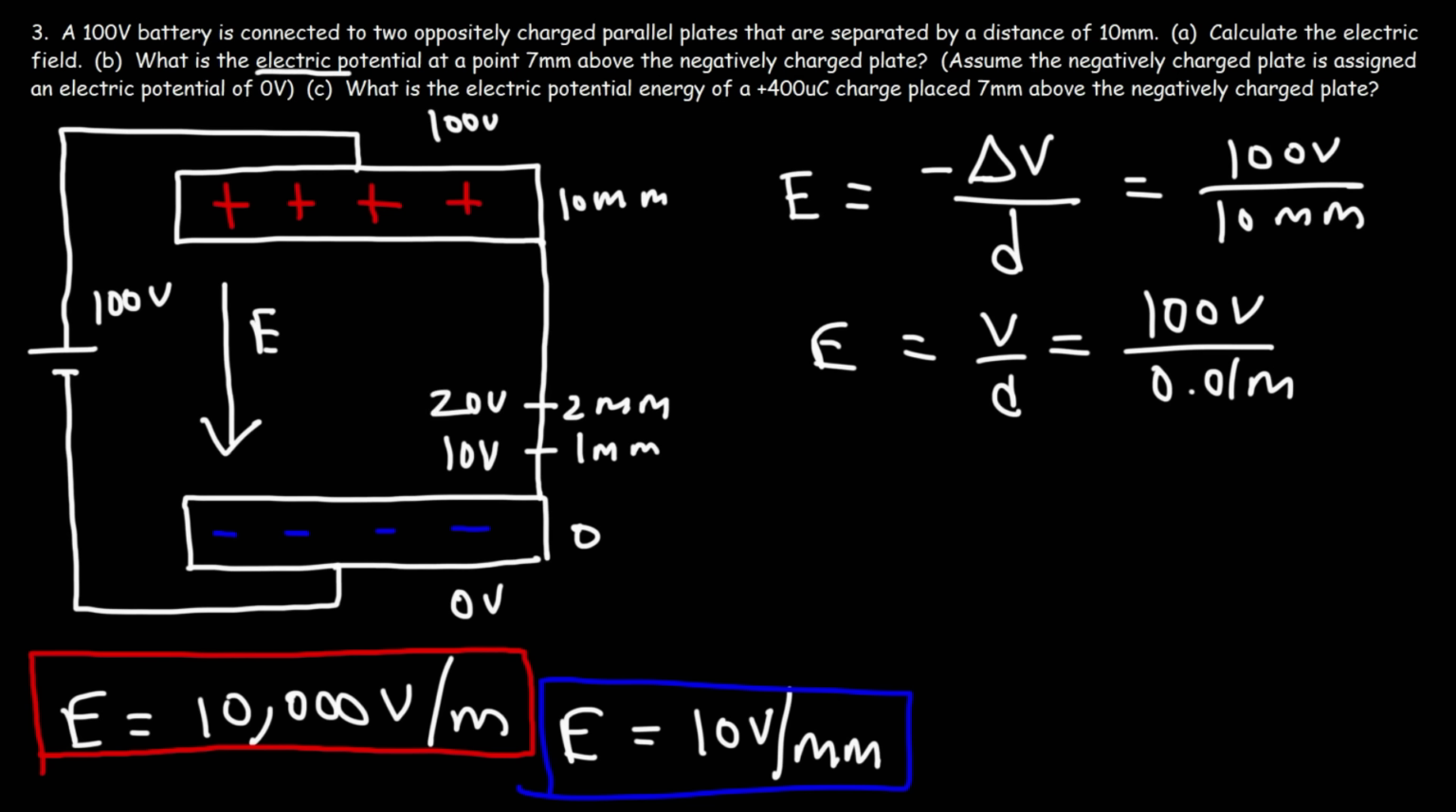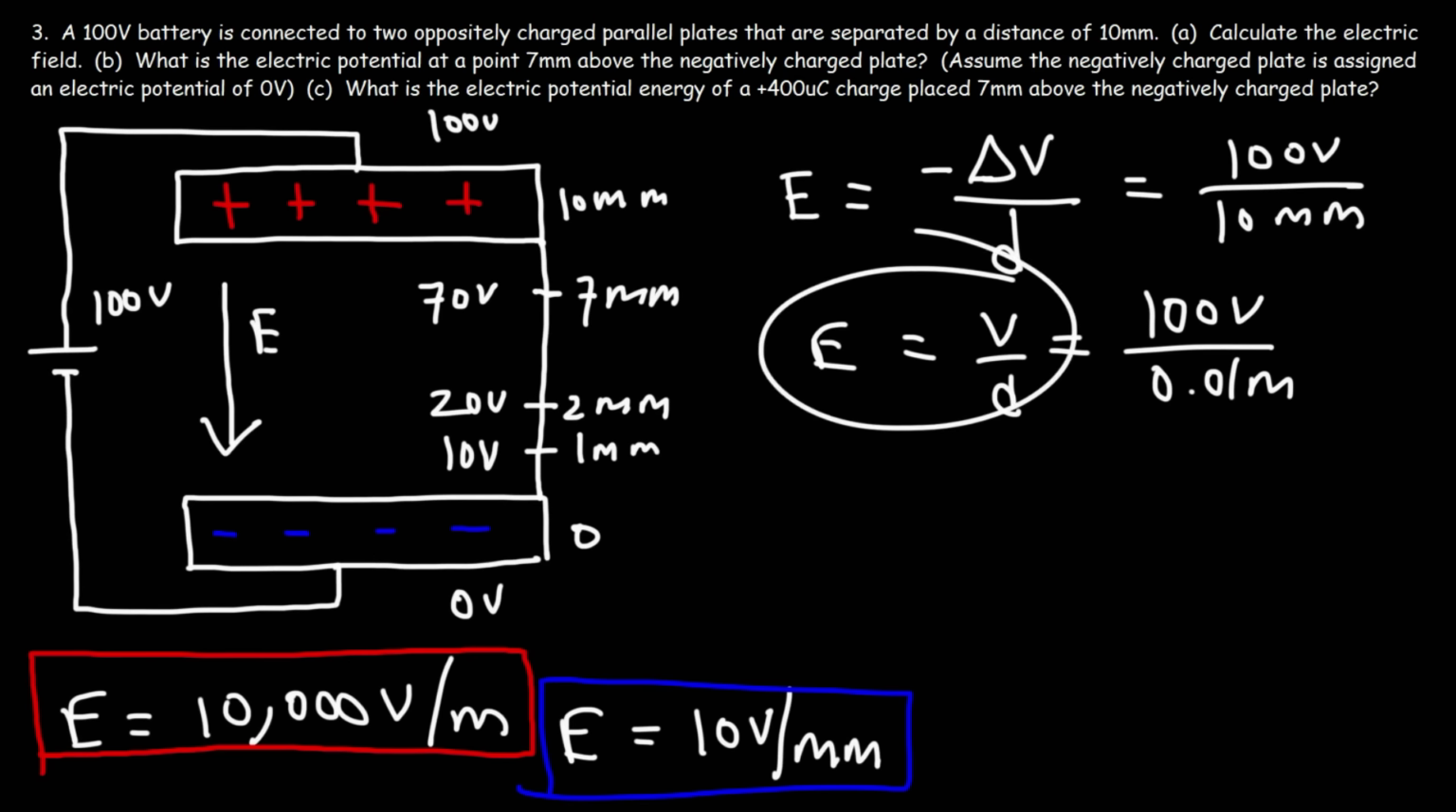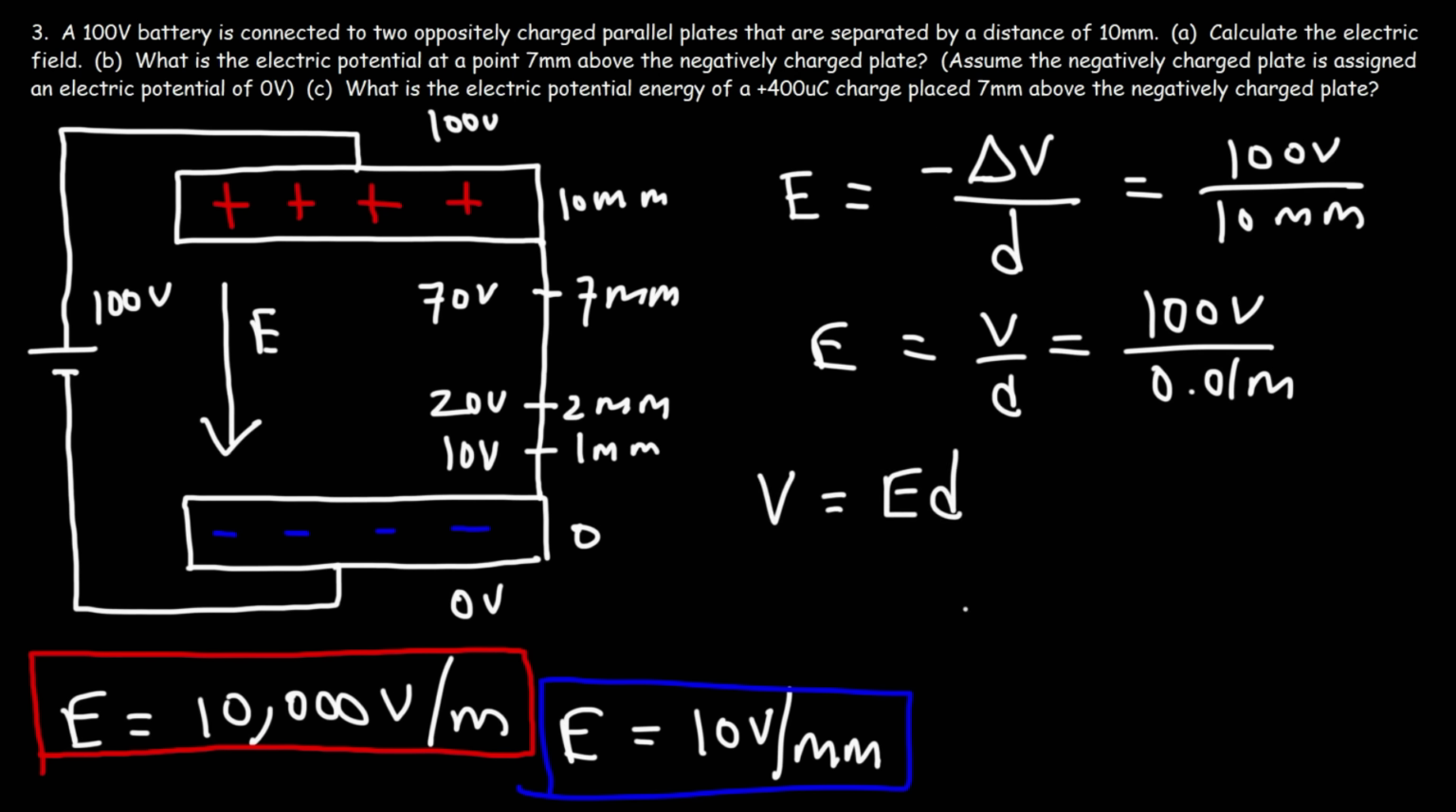In part B, we want to calculate the electric potential at a point 7 millimeters above the negatively charged plate. So 7 will be maybe somewhere over here. So this is going to be an electric potential of 70 volts. To get that answer, you could simply rearrange this formula. The electric potential, V, is going to be the electric field times the distance. So the electric field, using this one because we have the unit millimeters, is 10 volts per millimeter. And then if we move a distance of 7 millimeters, these units will cancel. It will be 10 times 7, and that will give us an electric potential of 70 volts.